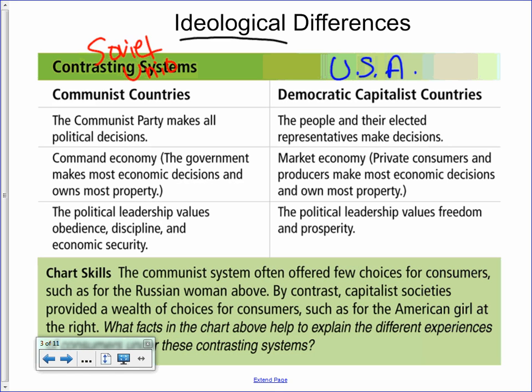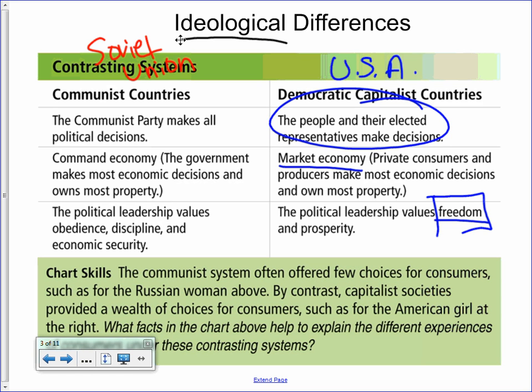Soviet Union being communist. Now, some of the characteristics, we'll do the United States first, is we know that we, the people, are in control. We elect representatives, we elect the president. We also have a market economy where we get to make choices on what we want to buy and how much we're willing to spend. And then the big ideal of the United States is the idea of freedom.